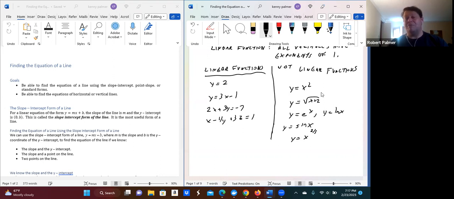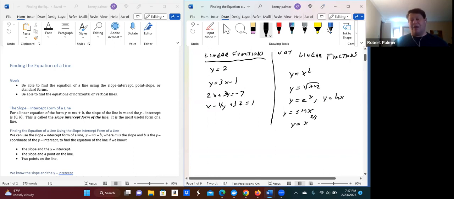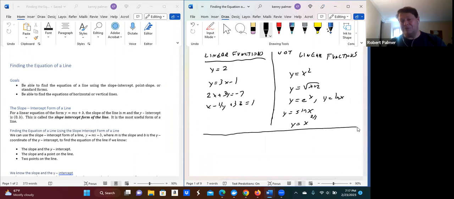So when you graph them, these do not give you straight lines, but linear functions, at least in 2 dimensions, will always give you straight lines. In 3 dimensions, they'd be planes. Okay, that's just a brief reminder. So here we're focusing on linear functions.